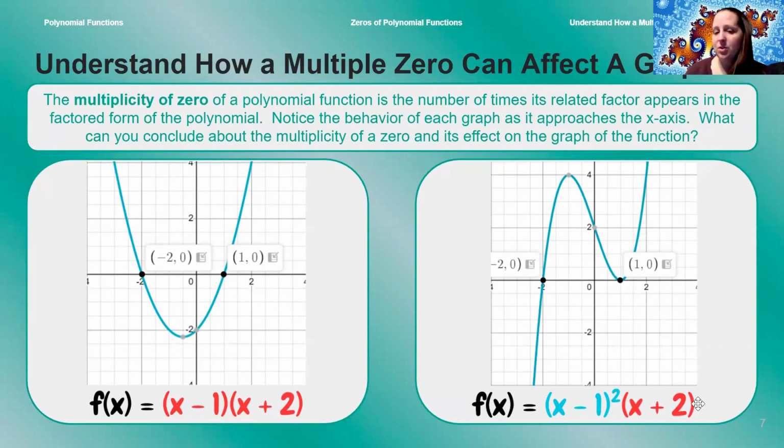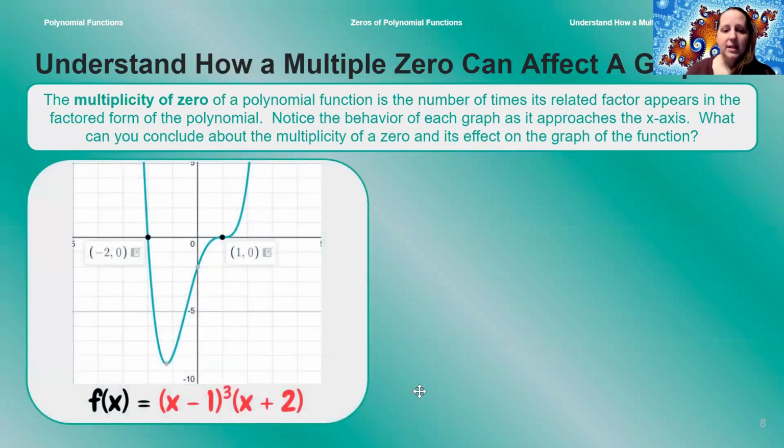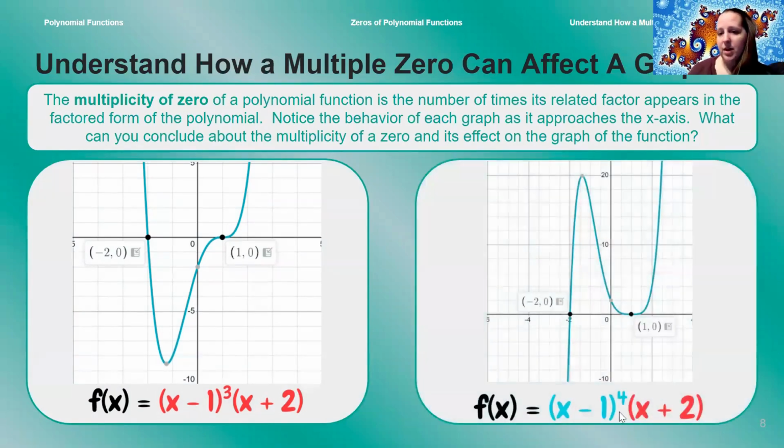Notice the x plus 2 is not raised to a multiplicity, so it crosses through the x-axis. You can see this again with (x minus 1) cubed, or x minus 1 times x minus 1 times x minus 1. It's an odd multiplicity because there are 3 of them. It's still going to pass through the x-axis at x equals 1. But if I have x minus 1 to the 4th power, that's an even multiplicity, which means I'm going to bounce off.